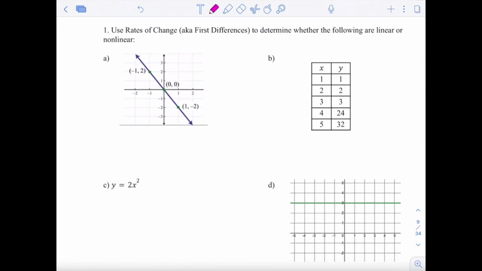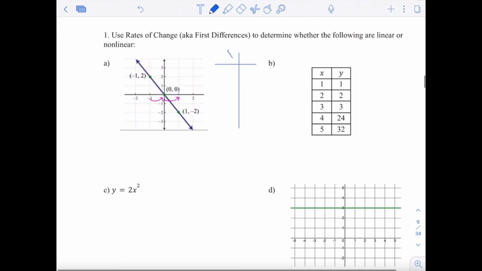nonlinear. Well, we can see here that the pattern goes up by 1 every time if I use the 3 points that are given to me here. And we can just, if we want, put it in a table. -1, 2, 0, 0, 1, -2. This goes up by 1 every time. This goes up by 2 every time. We know it is linear.